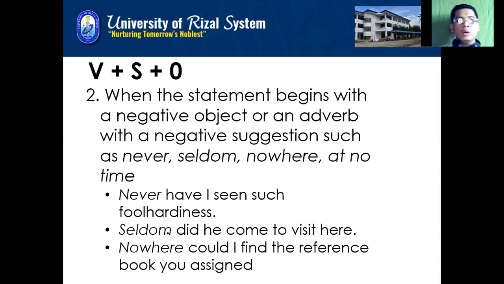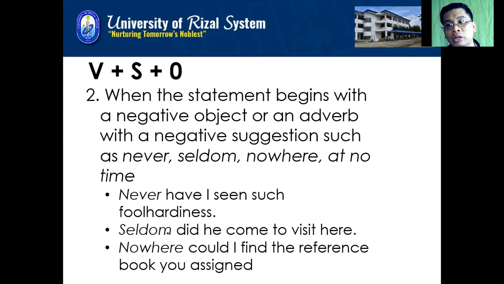Another one. When the statement begins with a negative object or an adverb with a negative suggestion, such as never, seldom, nowhere, at no time. So you can make use of this statement. Let's say, never have I seen such foolhardiness. But if you're just going to follow a normal word order, the structure is I have never seen such foolhardiness. So that is in a normal word order.